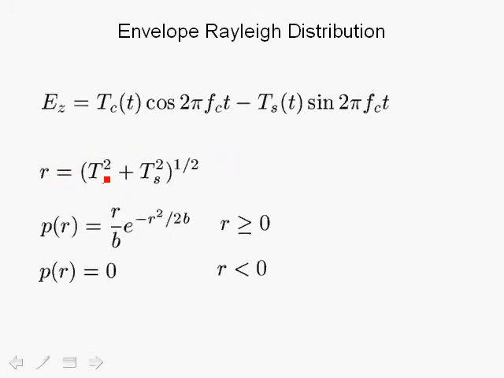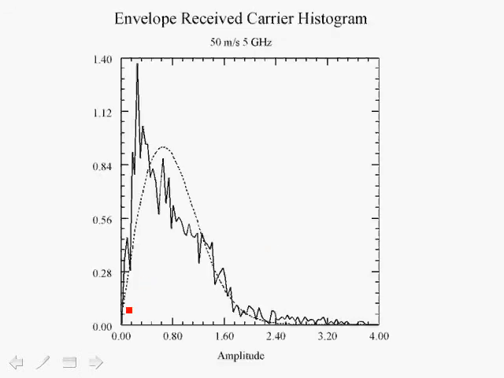Now the envelope of two independent Gaussian random processes is well known. It is the Rayleigh distribution, and its probability density function P sub r is shown over here. Of course, since it's an envelope, it's only valid for r greater than or equal to 0, and it's equal to 0 for r less than 0. Here we show the Rayleigh distribution and the actual histogram of the envelope of the Doppler shift when we have a carrier exhibiting Doppler shift for a vehicle in motion, in this case 50 meters per second at 5 gigahertz.